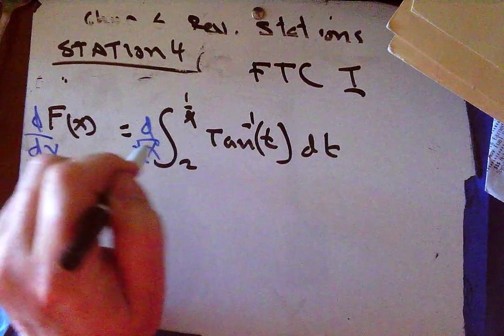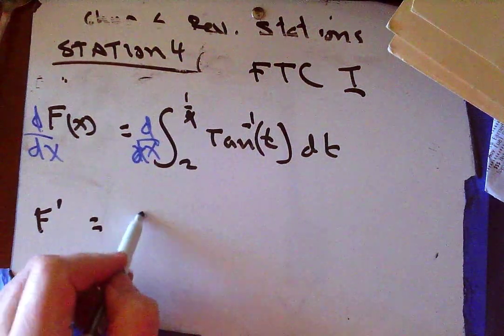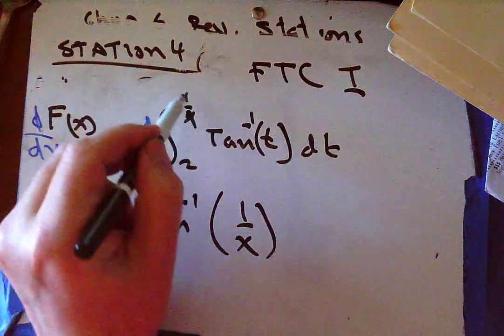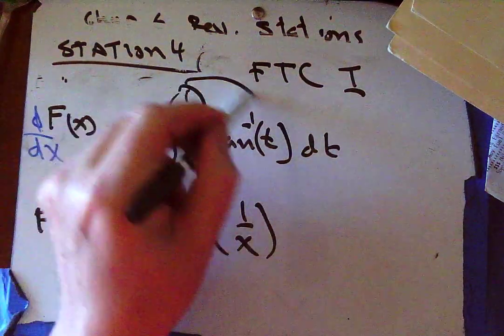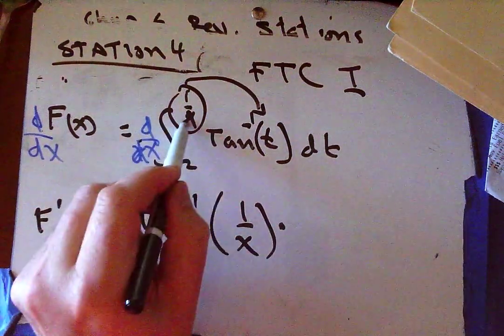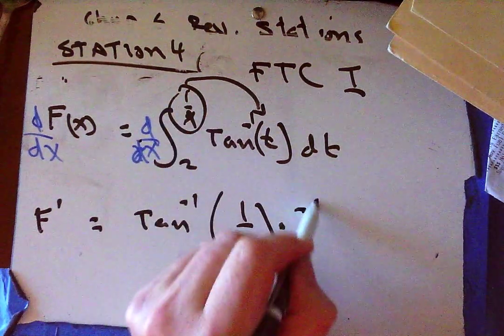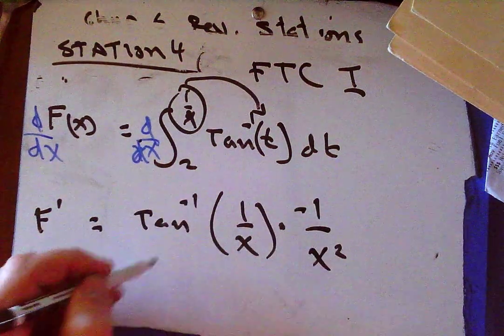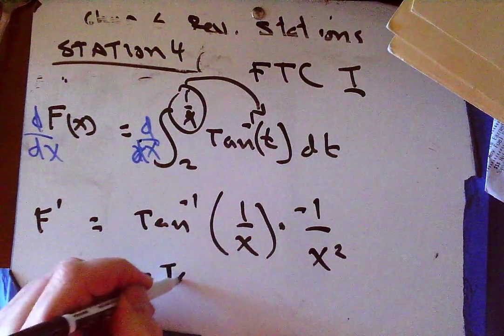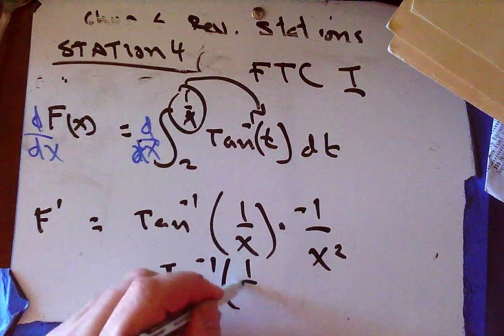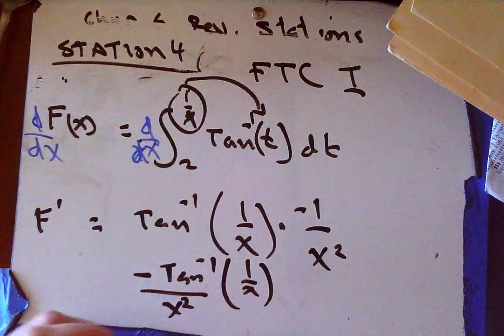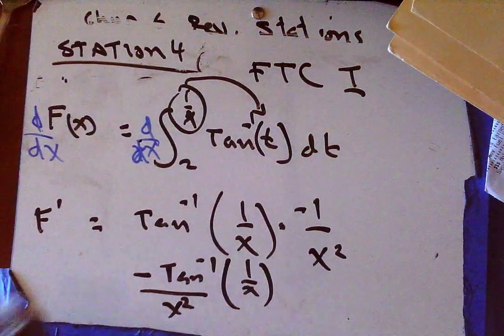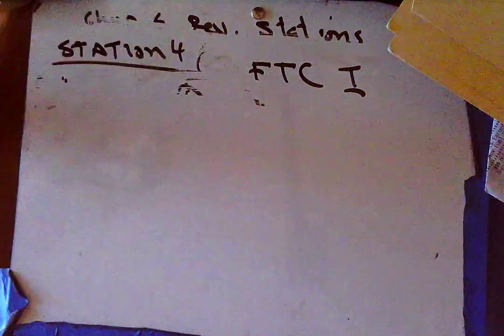So when I take the derivative of this integral, I'm going to have tangent inverse of 1 over x, right? Because derivative undoes integral, this goes in here, but don't forget the derivative of that inside function, negative 1 over x squared. This is not inside the inverse tangent. So negative tangent inverse 1 over x, and some squared x on the bottom. There's my derivative. Okay. So we're thinking all about FTC1.